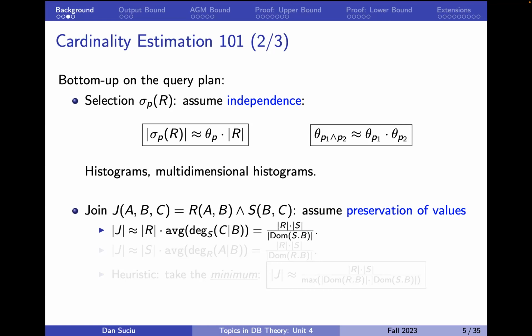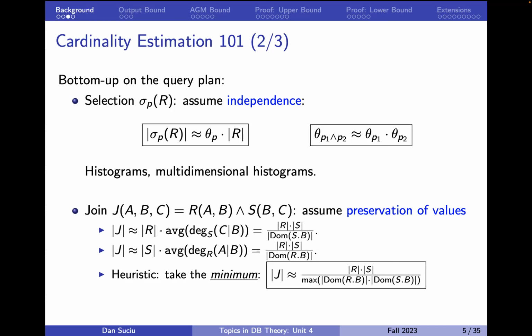Okay. Here is a typical issue that cardinality estimations face. There are two ways to estimate it. You can start from R and multiply with the average degree, or start from S and multiply with the average degree. It's not clear which one to take, not clear how to combine them. In this particular case, database systems always choose the minimum. There is actually a justification for this. It's called the preservation of values assumption. I'm not going to describe it, but by taking the minimum, you're essentially dividing by the maximum of the domains. And this is a standard textbook formula. This is what you will find in any database system. Okay, so this was cardinality estimation 101.